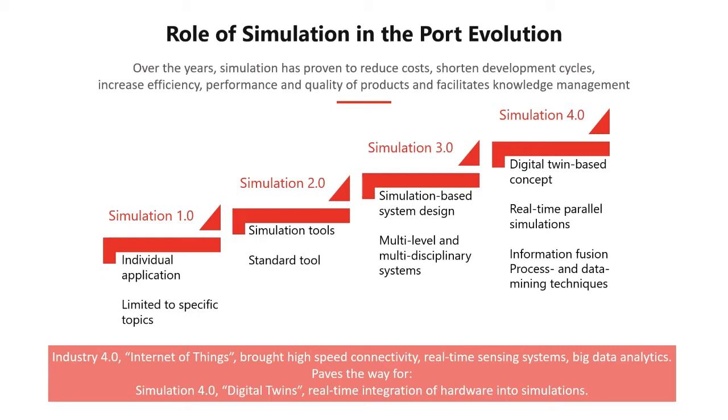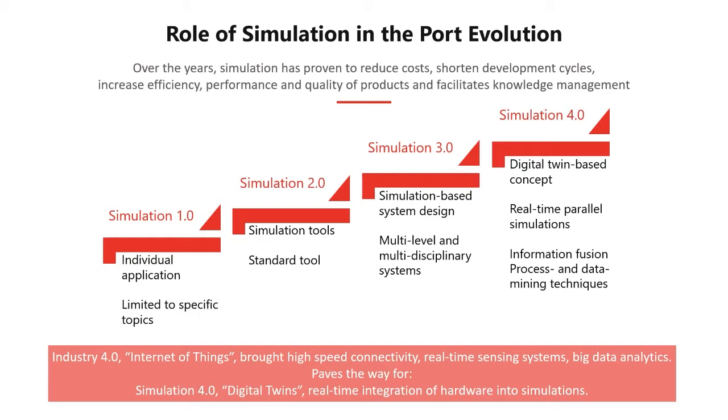And then in simulation 2, we started developing tools that enabled us to simulate faster and model faster. But simulation 3 brought about basically simulation-based, where we had multi-bodies interacting with each other, and we were simulating multi-level and multidisciplinary systems. And now we're at a stage where, due to the luxuries of high-speed internet connectivity, a lot of automation and digitization on your equipment level, we now have what we call the digital twinning.